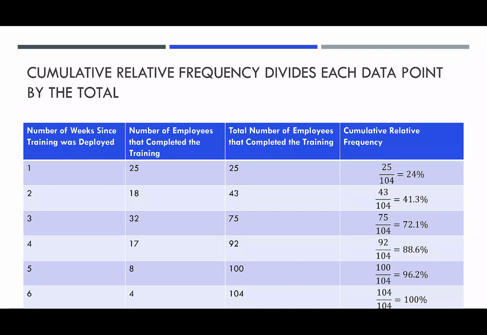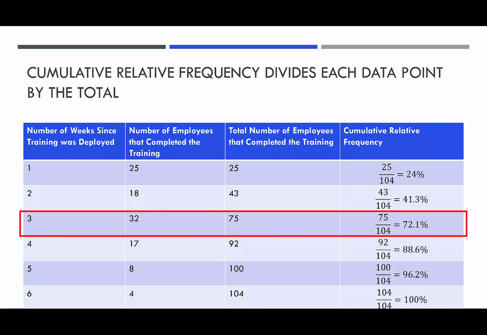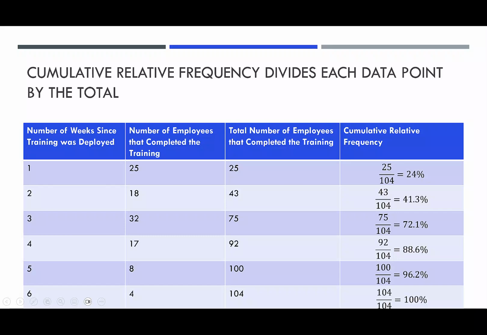The cumulative relative frequency distribution would be a good way to reach out to employees and talk about what percent of the employees have finished the training at any particular time. So in week 3, we might send an email to all employees to say 72.1% of employees have completed the training, which would hopefully encourage the rest of the employees to get in and do the training. Let's go over to Excel to see how it can assist us in doing these calculations.